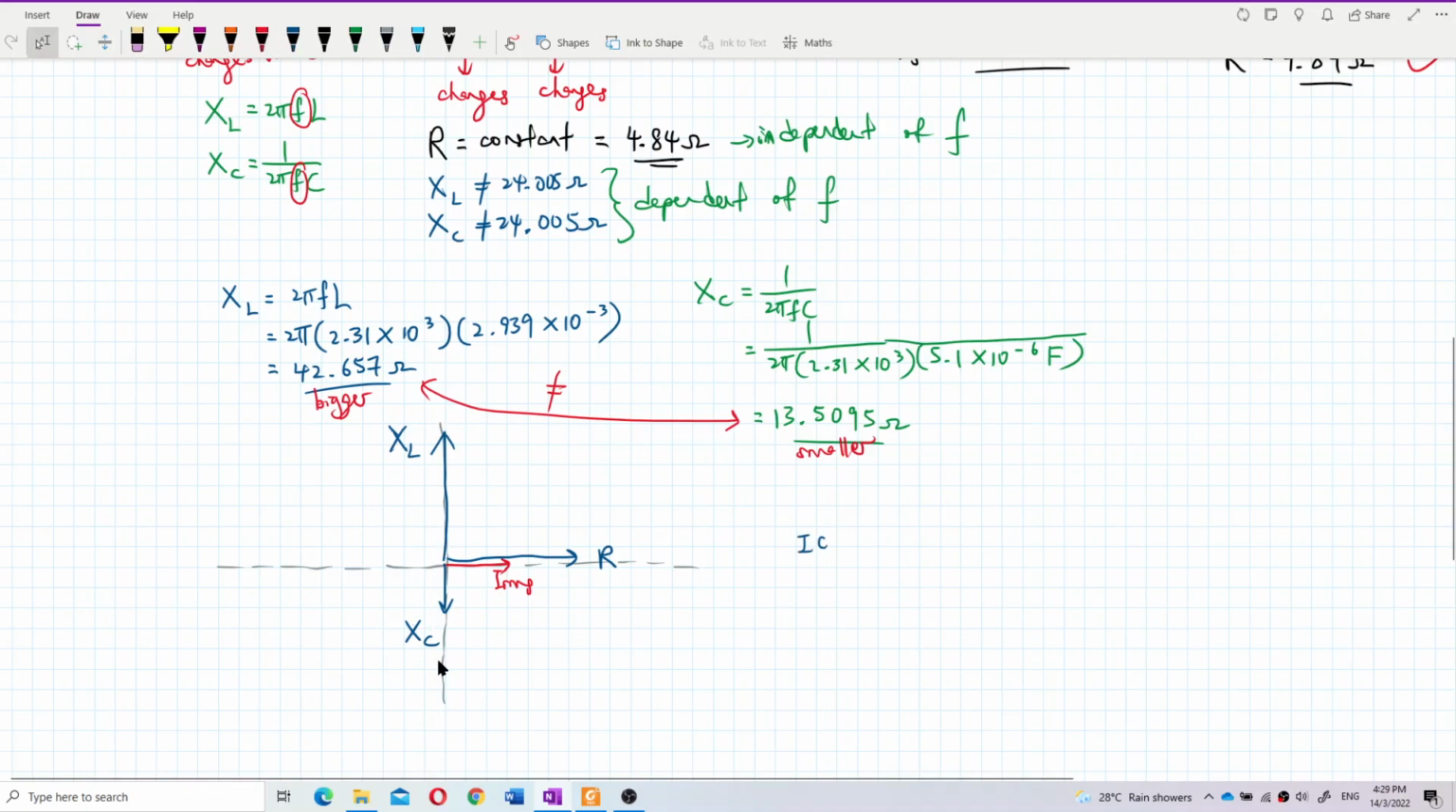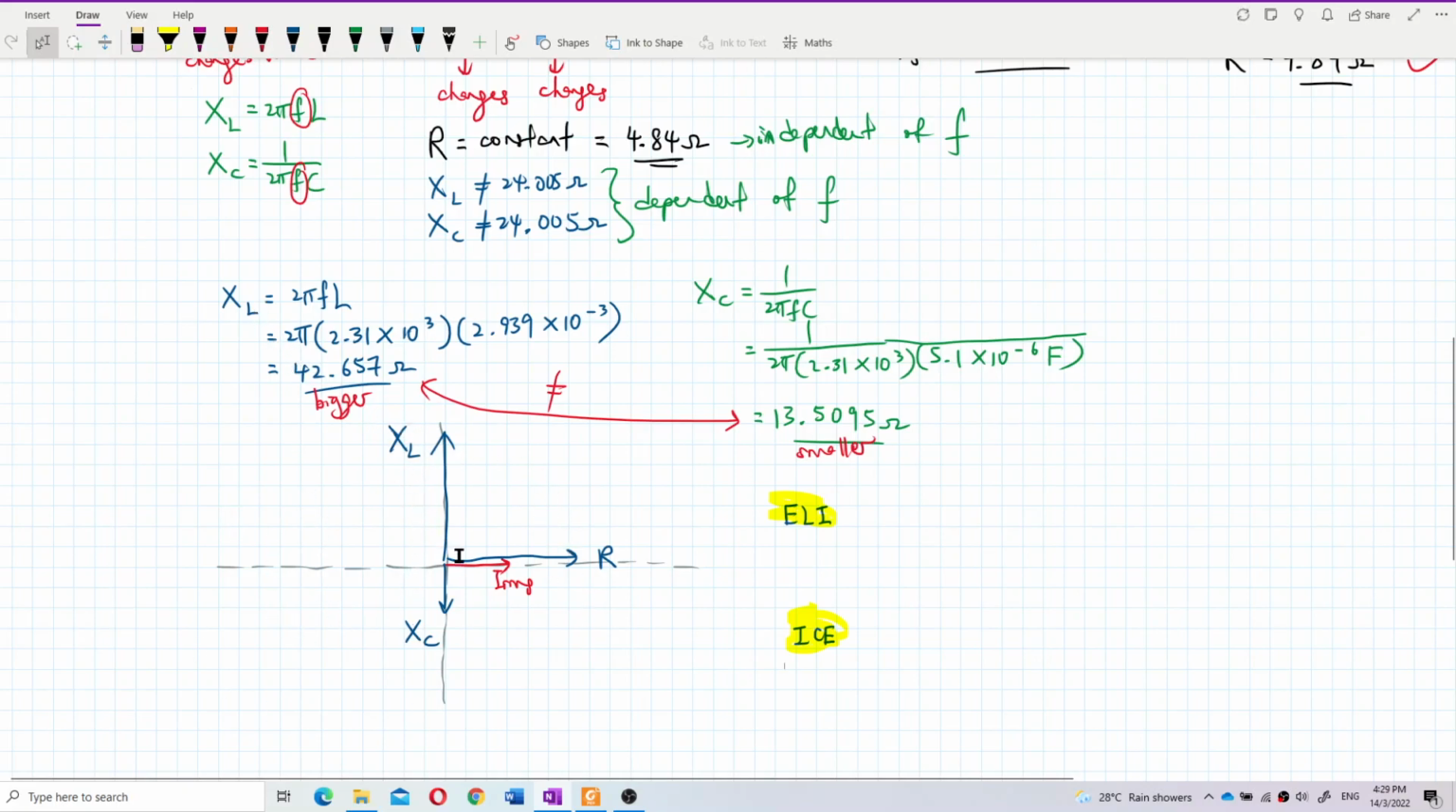All because of ICE for the capacitor and ELI for the inductor. I don't want to explain any more about ICE and ELI because I already explained a lot in my concept video and in my other videos. I think you already understand. So XC always at the bottom, XL always at the top, resistor always with current. Okay, so this is the new one.